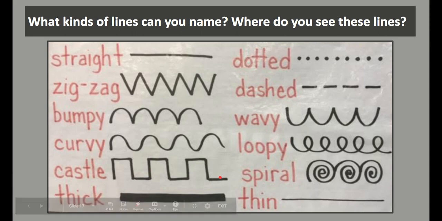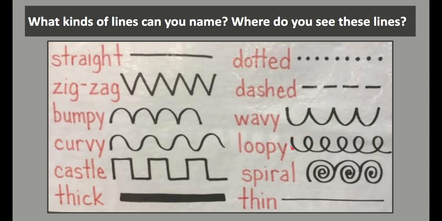I see a thick line. A thick line could be made if I take two straight lines and put them side by side and then color them in. I see a dotted line. Dot, dot, dot, dot. And a dashed line, which is like tiny little straight lines put together. Dash, dash, dash. I see a wavy line, like the waves in the ocean.